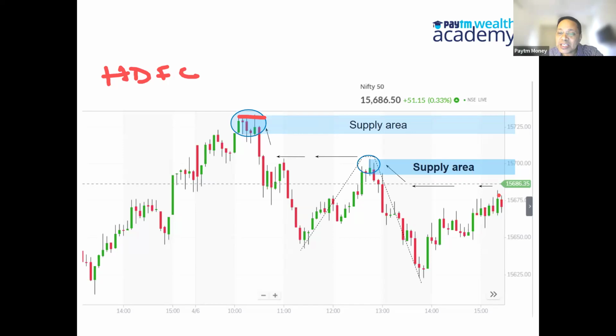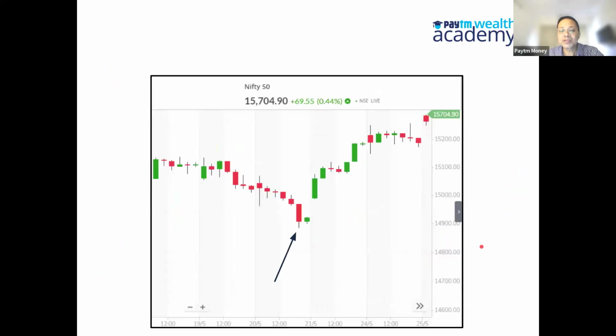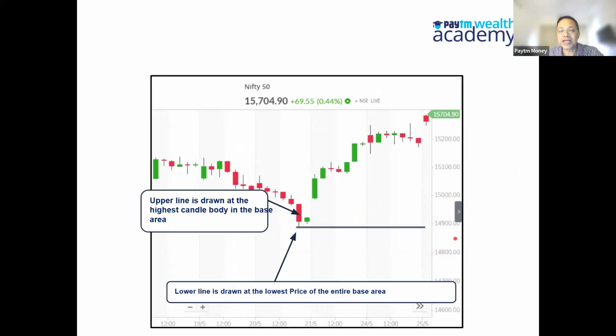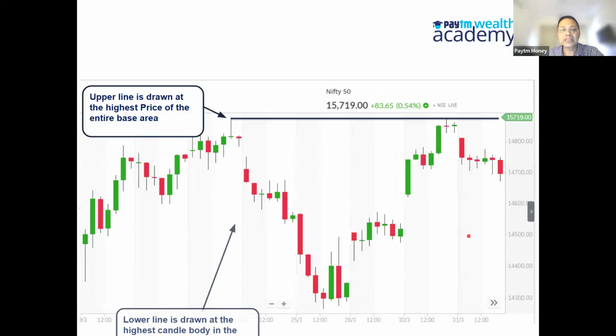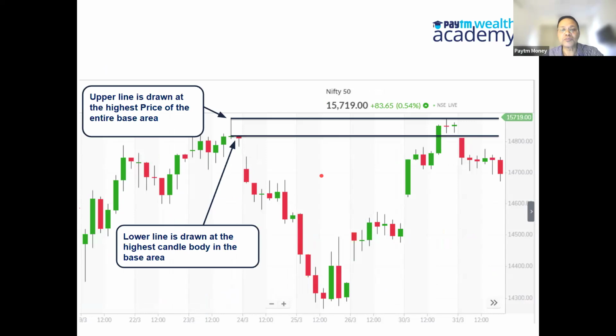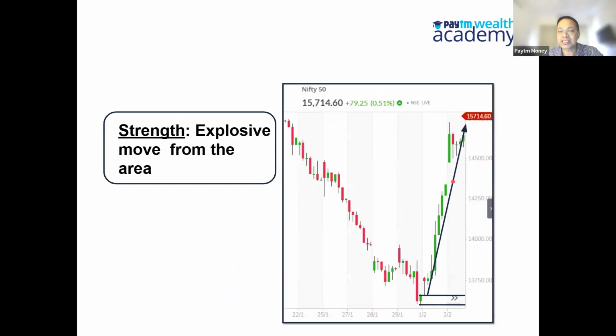Wherever the price is, you start looking back. When you start looking back above the price, you get the supply zone. When you start looking back below the price, you get the demand zone. So this is what the demand zone is. We discussed that. This is where the demand zone is. This is where the supply zone is. We have discussed that.